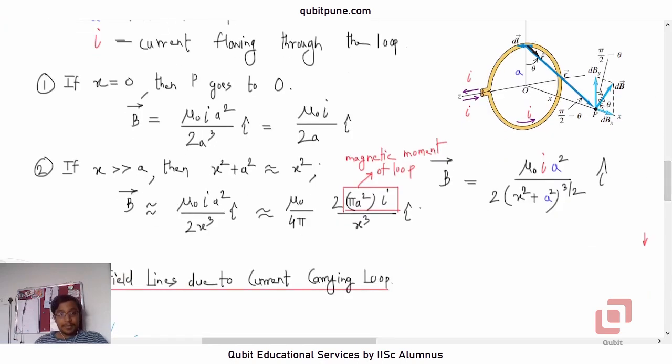P bar? No, P bar is electric dipole. Ampere, yes. Point 3. What is P bar? P bar is electric dipole moment, in the first chapter.